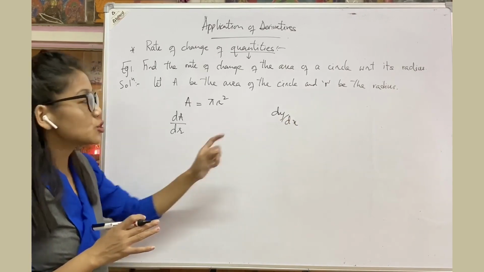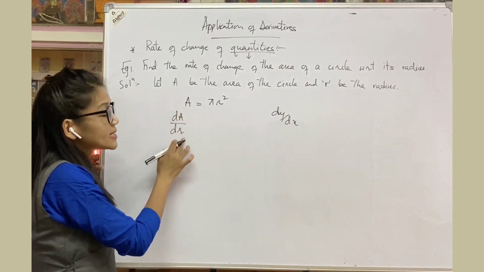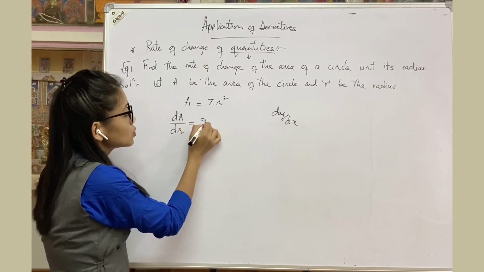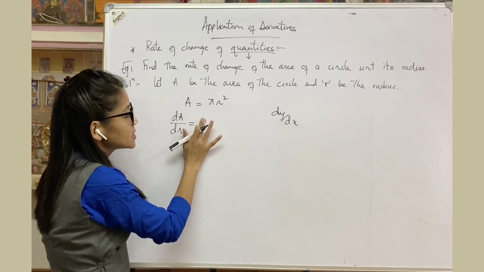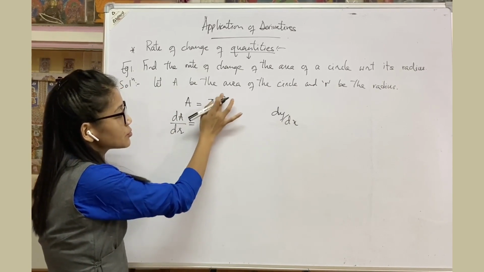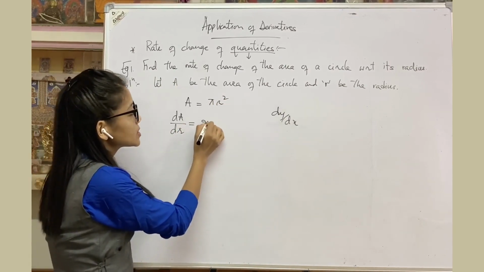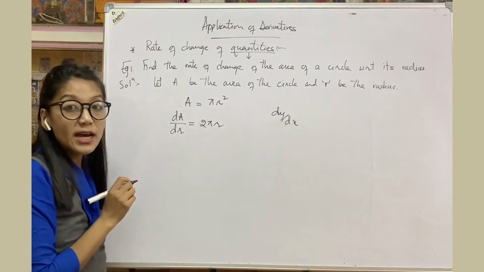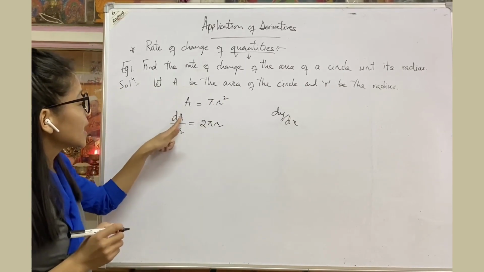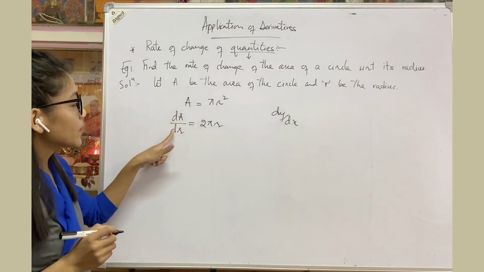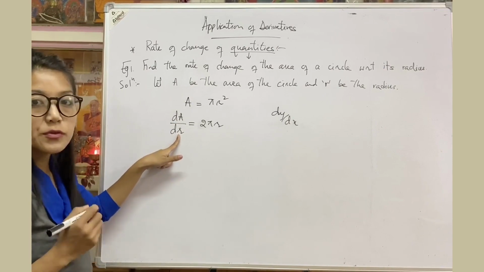So whatever variable you take in the numerator is the dependent variable, and the variable in the denominator is the independent variable. So here you will write dA by dr is equal to 2, pi is constant, the rate of change of r square is 2r, so I can write 2 pi r. Can I do that, right? So now dA by dr is the rate of change of area with respect to radius.